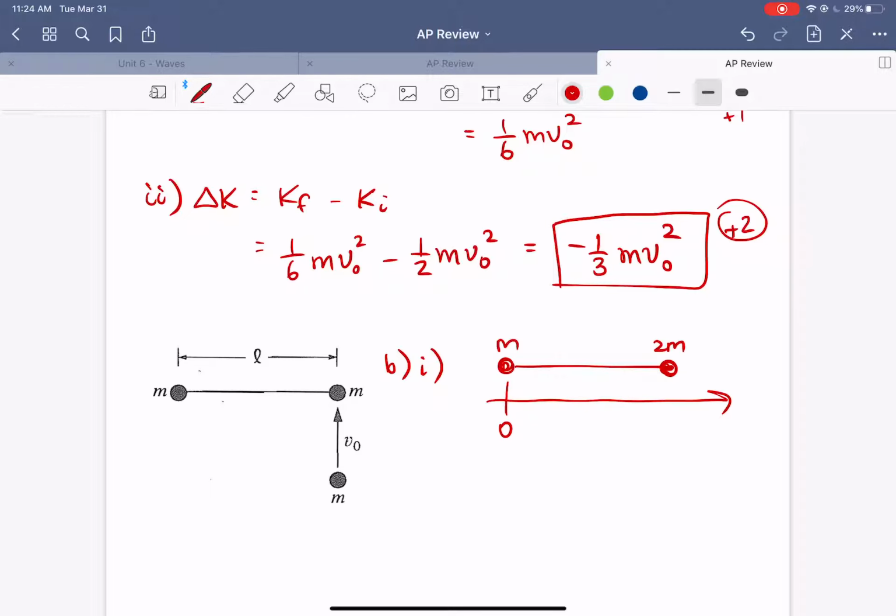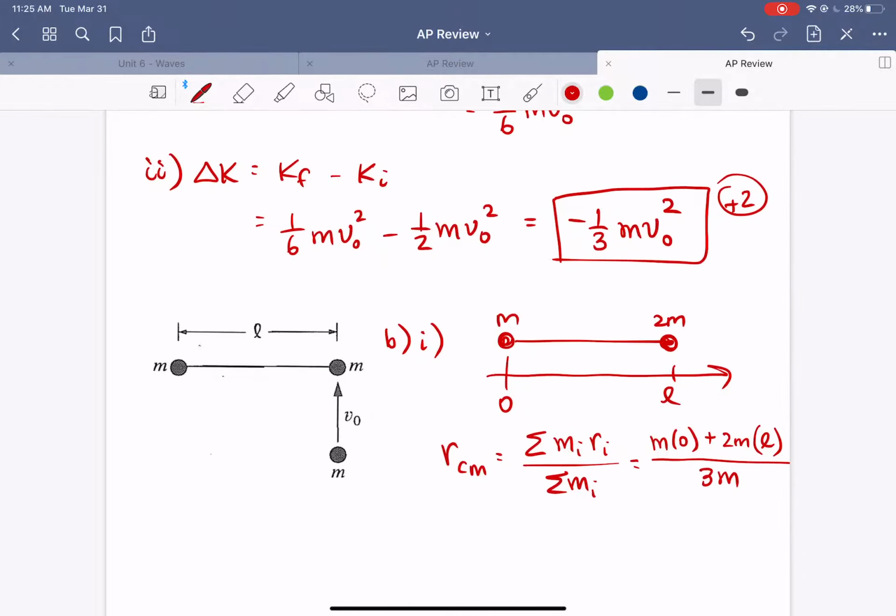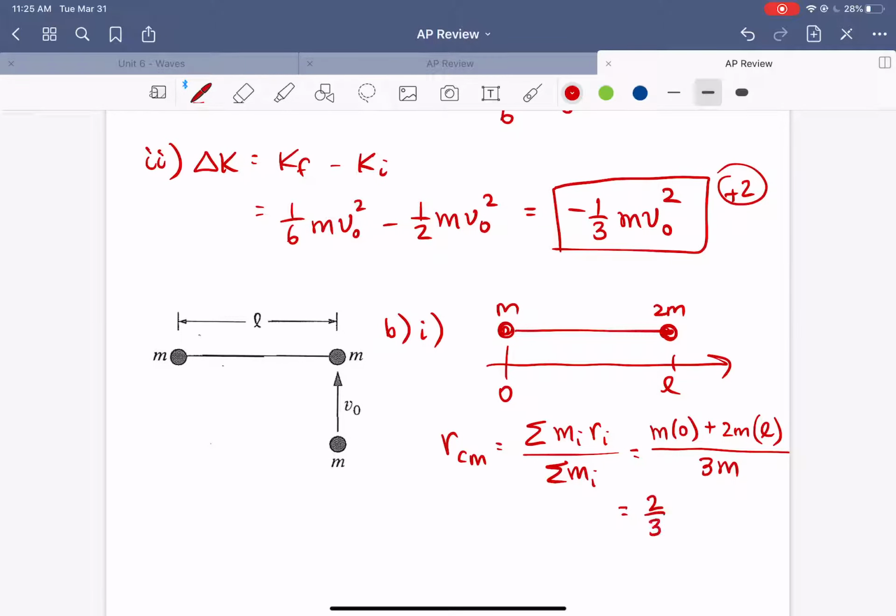All right, so the position of the center of mass is going to be the sum of each individual mass times its distance from the origin divided by the total mass. So for the left end of the rod, we have m times 0, and then at the right end, we have 2m at a distance L. This is L here. And then we divide by the total mass, which is 3m. So this gives us 2/3 L as the location of the center of mass. So it's going to be somewhere right around here.